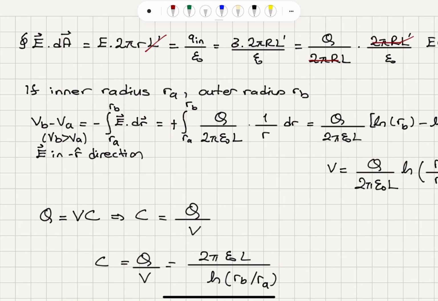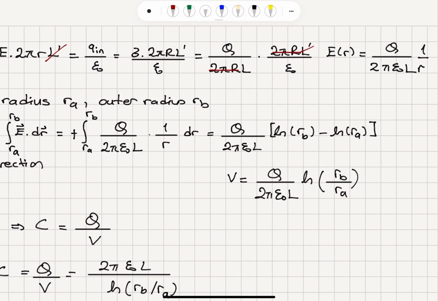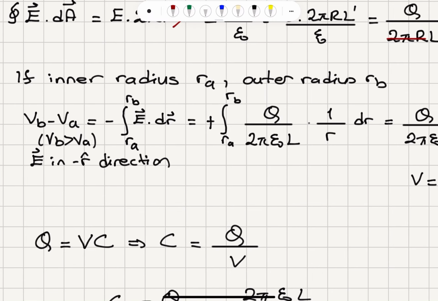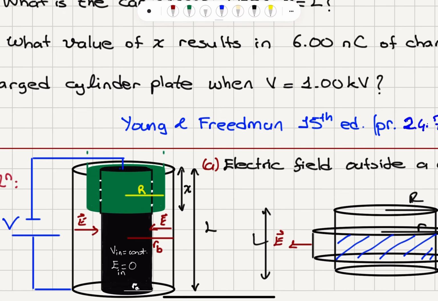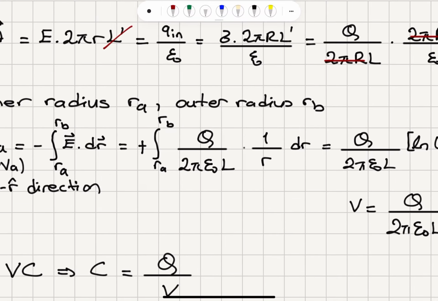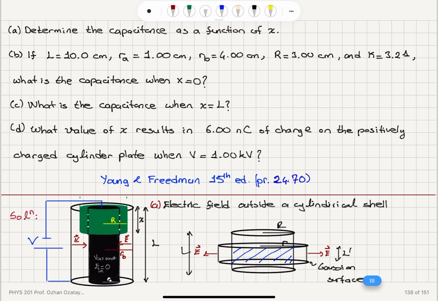So if the inner radius is R sub A, our outer radius is R sub B, if I'm considering the electric field due to this configuration, the potential difference between B and A, so I have VB minus VA, that's minus the path integral RA to RB E dot dr. In this case, I have positive charges outside, negative charges inside. Electric field is radially inward, so E dot dr is negative, so this turns into positive R sub A to R sub B integral Q over 2 pi epsilon 0 L 1 over R, the electric field in between these two.